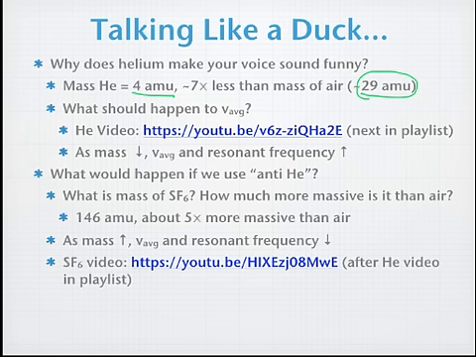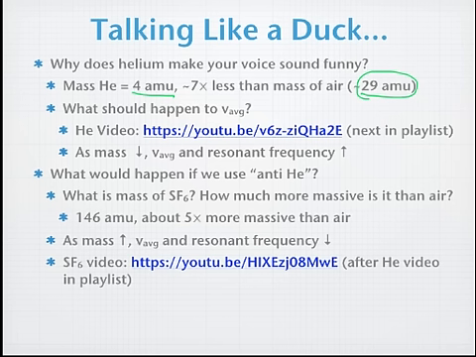So the opposite of what happened above is what's going to happen here. As the mass of the molecule goes up, the average velocity of the molecule must go down, assuming temperature is kept the same. Remember, kinetic energy and temperature are being kept the same. So because of that, the resonant frequency goes down, and your voice gets deeper. And you can see this in the video. That's the third and final video in the playlist.